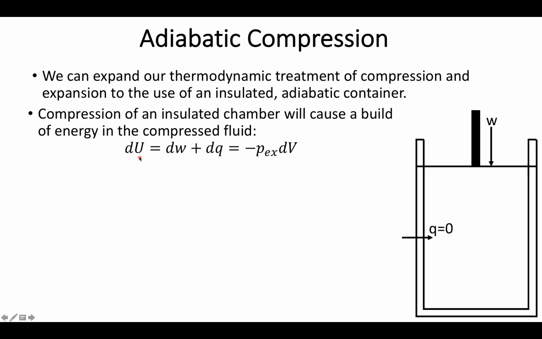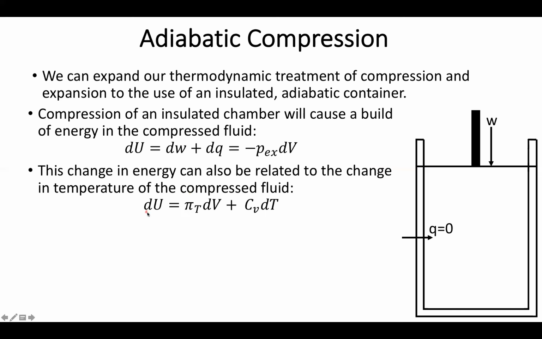So again, our change in internal energy can be expressed as negative PdV, with an emphasis that we're now talking about the external or applied pressure. However, we've also been able to develop another set of equations to describe the internal energy. We can describe our change in internal energy based on our internal pressure and any change in volume, and our heat capacity and any change in temperature. So all of this together should be equal to negative PdV.